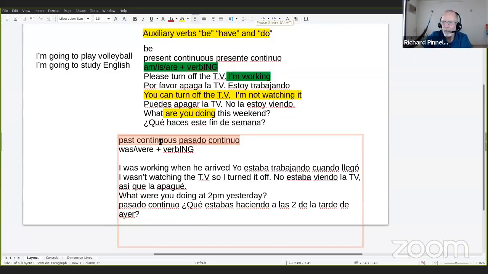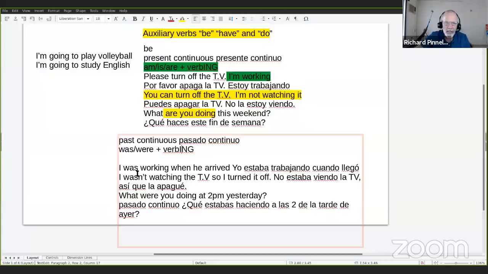Past continuous. Aquí tenemos que, es como el presente continuo, pero tenemos que usar was or were, que es el verbo be en el pasado, más el verbo con ing que se llama en español, gerundio. Vamos a ver los ejemplos.